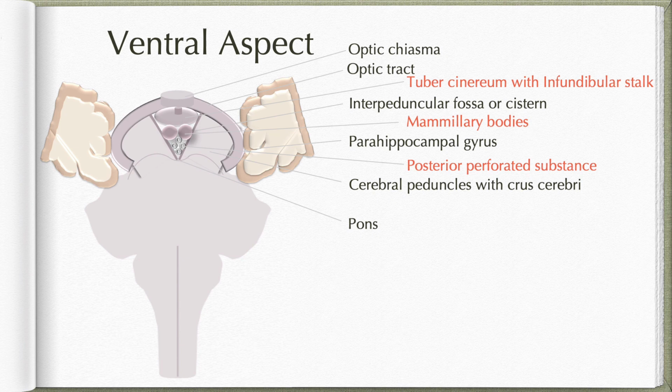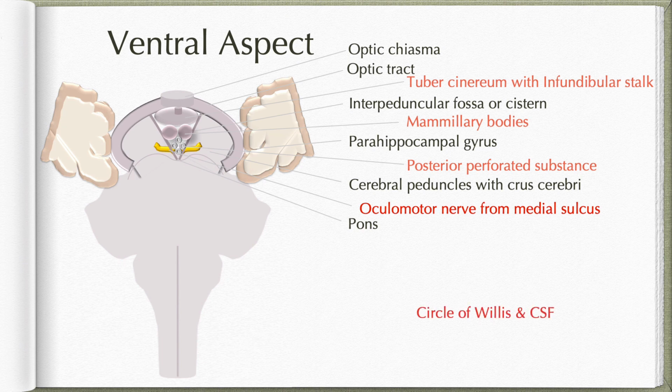Within this interpeduncular fossa, we see the oculomotor nerves exiting along the medial sulcus of the cerebral peduncle. Other contents within the interpeduncular fossa are the circle of Willis and the CSF. Circle of Willis is actually an anastomotic channel formed between the two-sided internal carotid arteries and the vertebrobasilar system.